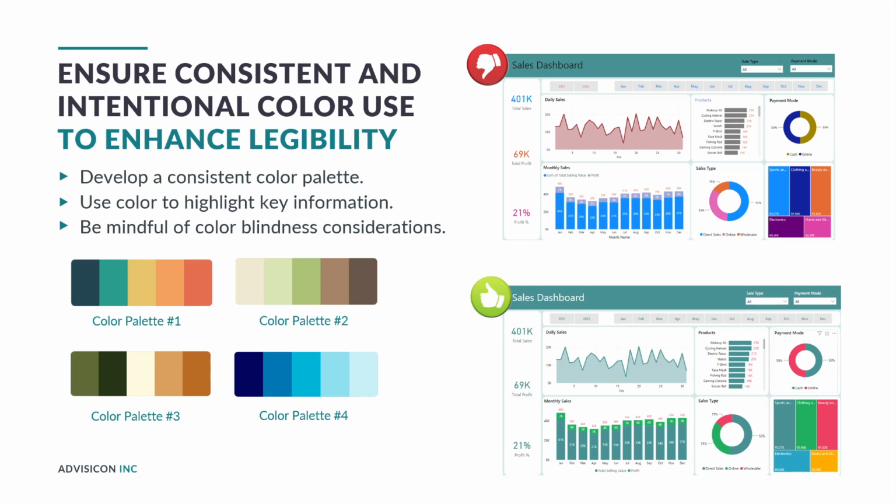Use color to highlight key information. Colors should be used strategically to draw attention to important data points or trends. For example, use a bold color to highlight key metrics like total selling value or profit percentage while using more muted colors for less critical information.